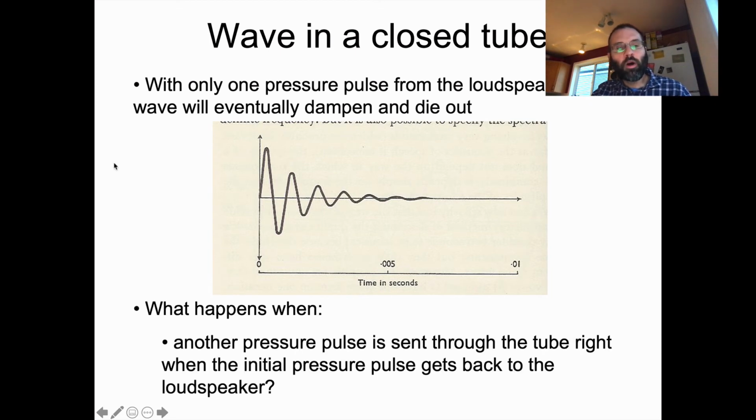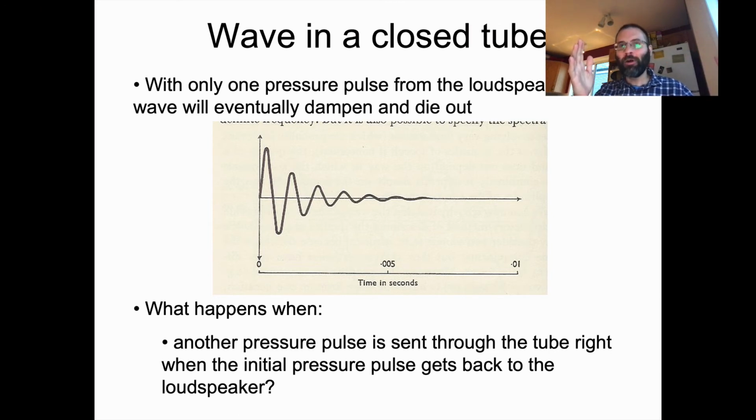So what would happen if, say, we sent another pressure pulse through the tube right when the initial pressure pulse gets back to the loudspeaker? And I don't think I really have the arrow in the right spot there, so I'm going to just erase that. But let's say this is my wall, my tube, this is my loudspeaker. I push, and it goes here, and it comes back, and it gets back to the original spot, and I push again.